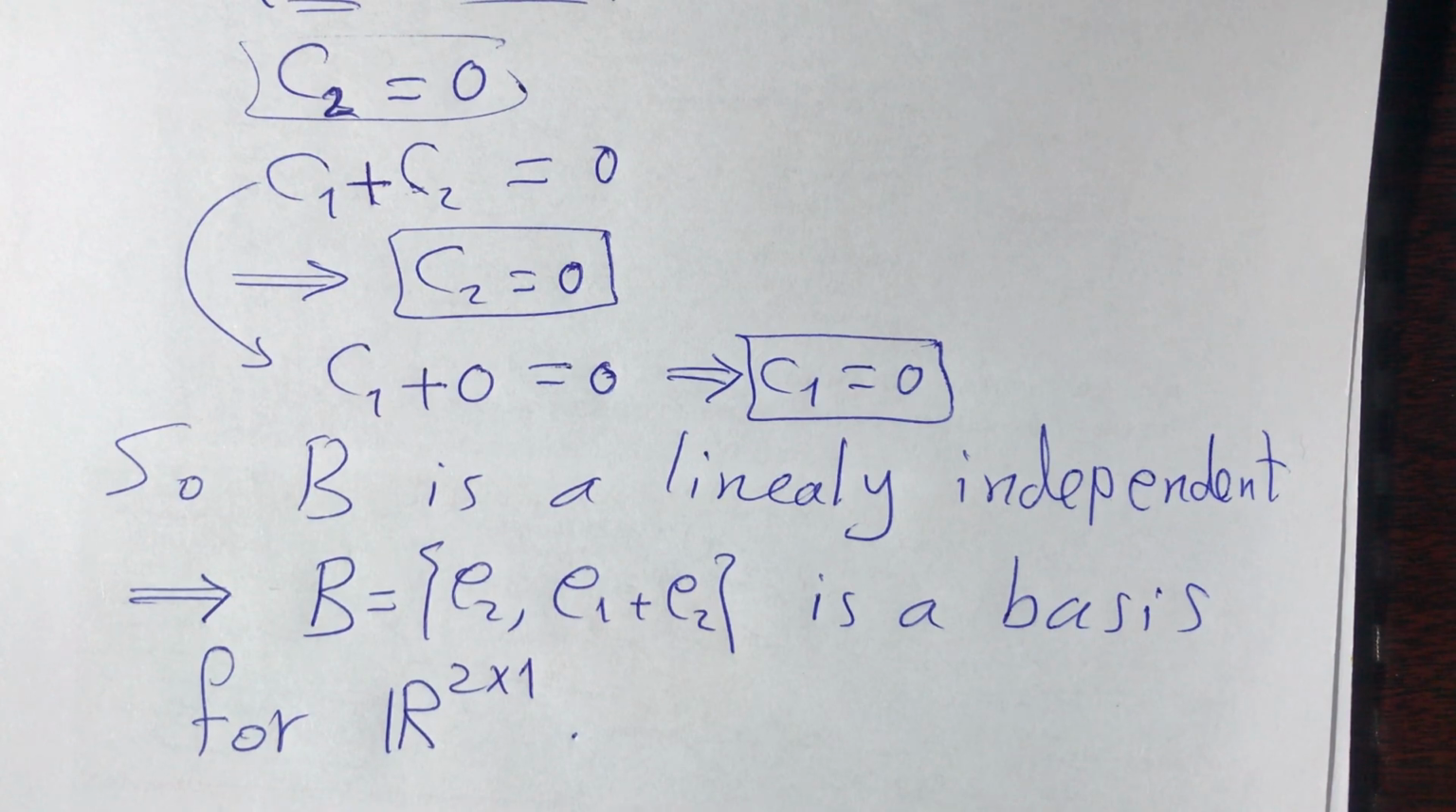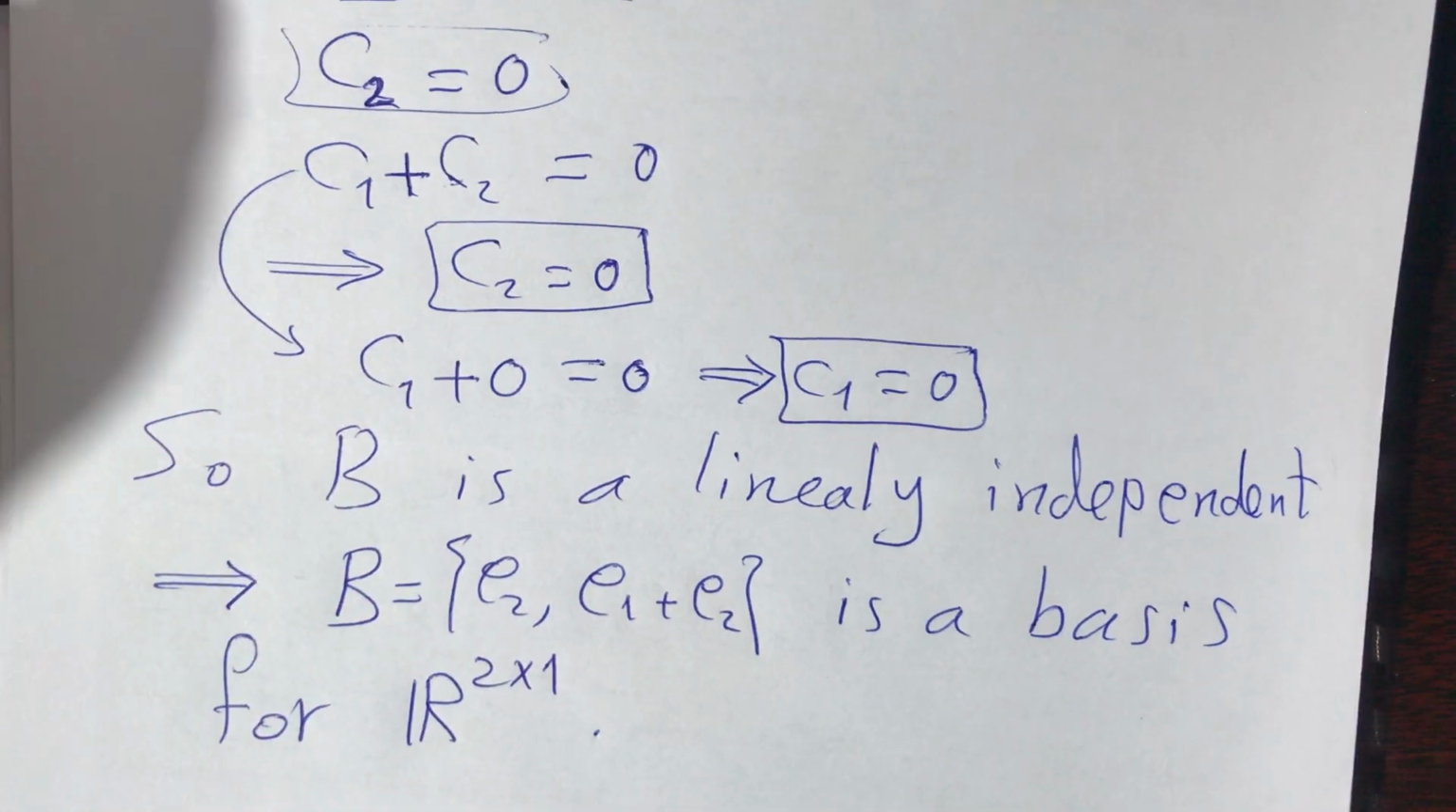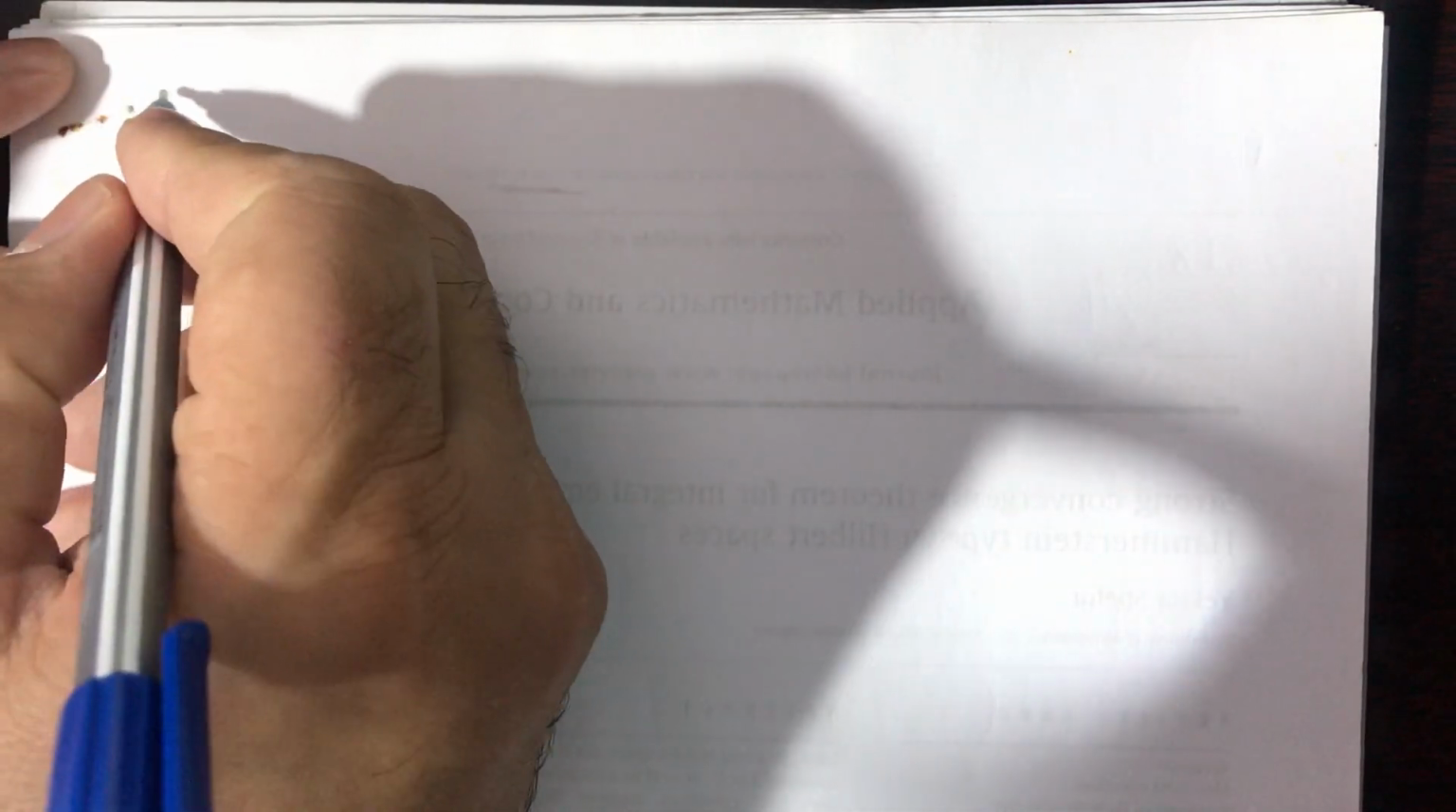And now we take 3 examples. All these examples are bases for R2. And now could I get an example, not a basis, an example?